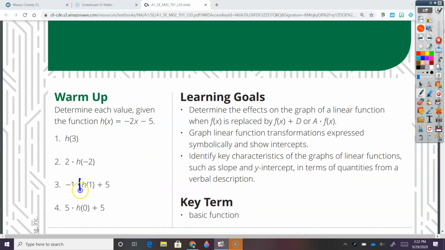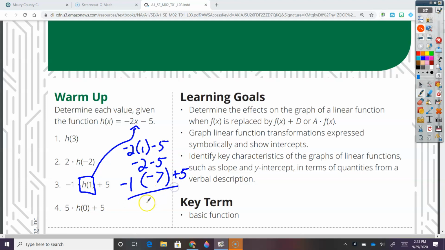Number 3, I'm going to start with putting my input in for 1. So negative 2 times 1 minus 5 gives me negative 2. Negative 2 minus 5 gives me negative 7. And then I'm just going to apply the order of operations. So negative 1 times negative 7 plus 5. I want to multiply first. That gives me a positive 7 plus 5, which gives me a positive 12.